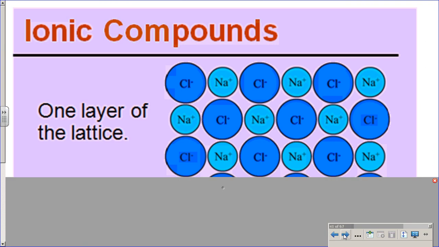Alright, that's a lattice. Okay, thanks, guys.